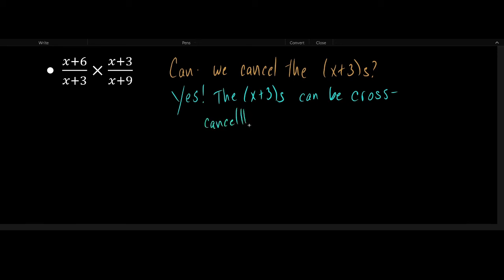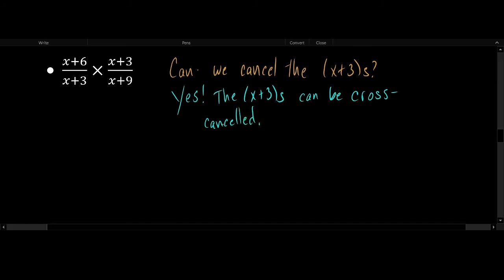Because this is a multiplication problem, we have the special privilege of being able to cancel out a common factor of 2 different fractions. The x plus 3 in the denominator of fraction number 1 can be canceled with the x plus 3 in the numerator of fraction number 2. So a multiplication problem allows us to cross-cancel.